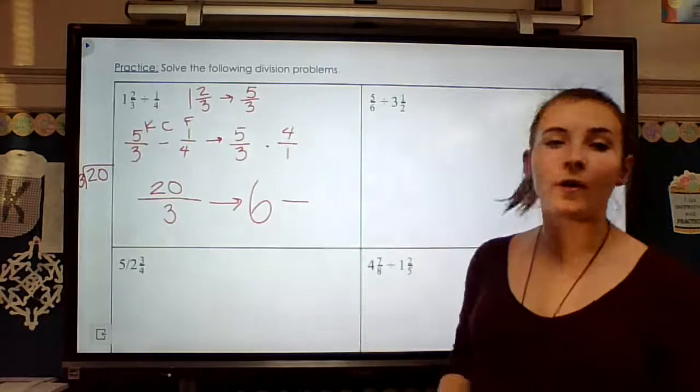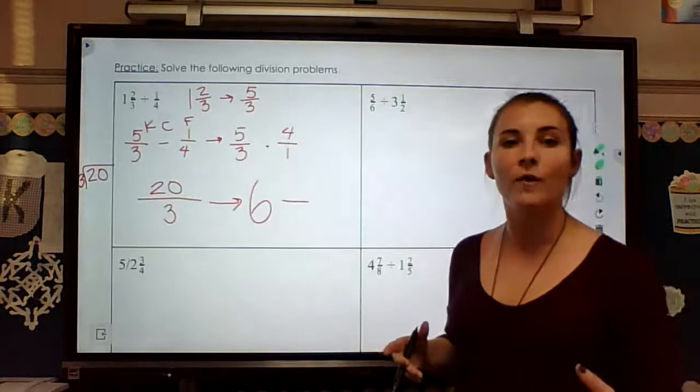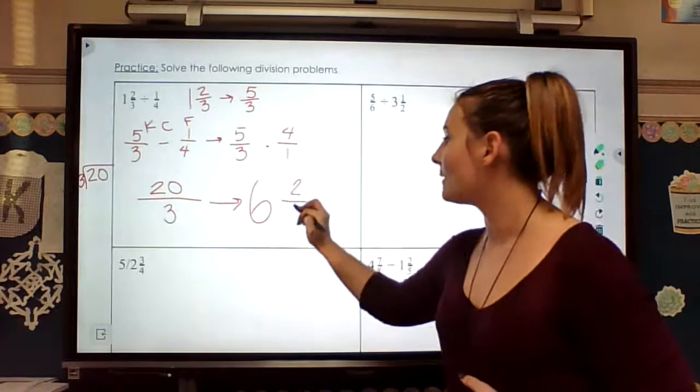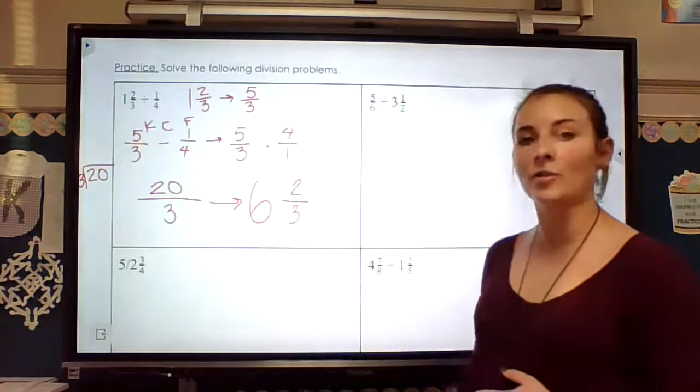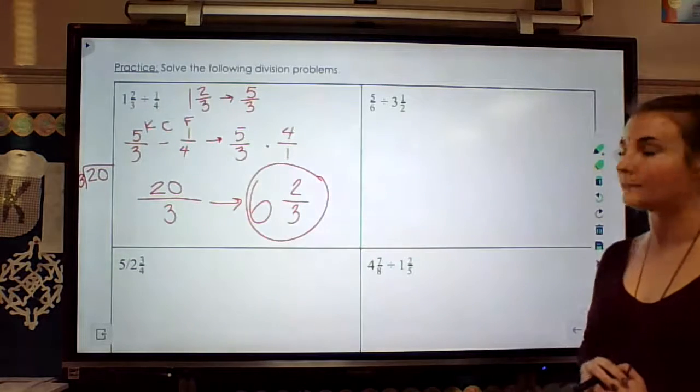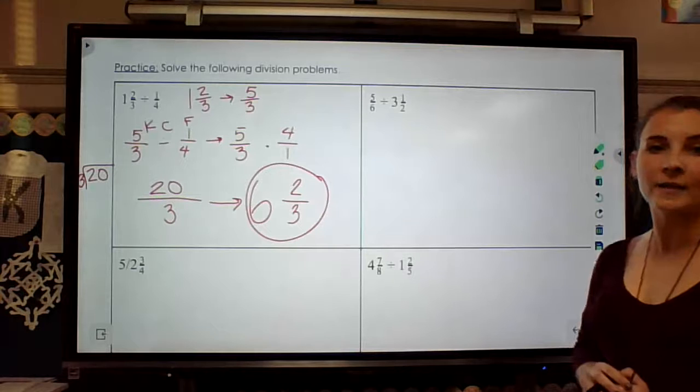Since it didn't go in perfectly, I am going to have a fraction left over. So from 18 up to 20, my leftover is 2. And my denominator is 3 because it has not changed. So my final answer for this one is 6 2/3. Go ahead and get ready for the next problem.